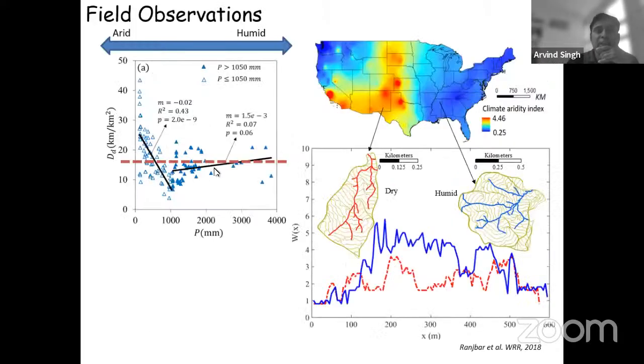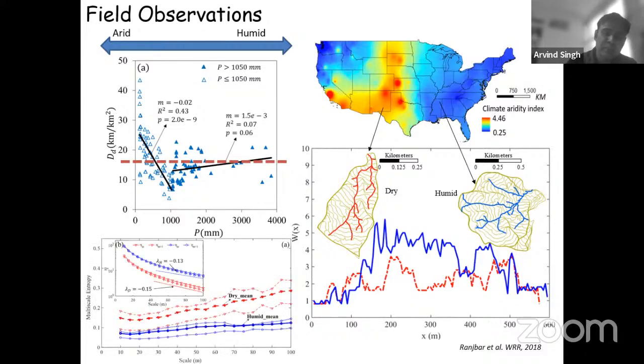So here, if we compare the river networks extracted from two different climates exhibiting the same drainage density, and we compute their multi-scale sample entropy, we see very distinct behavior in the entropy. For this example, what we observe is that the dry basins exhibit higher complexity as compared to humid basins. And this particular complexity is purely because of the channel network arrangement.